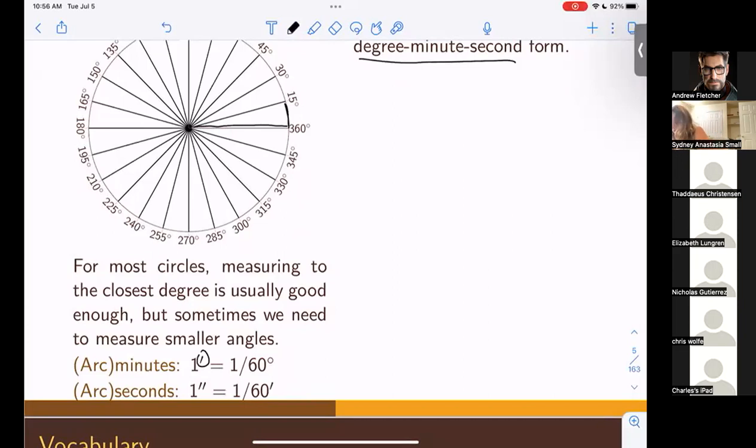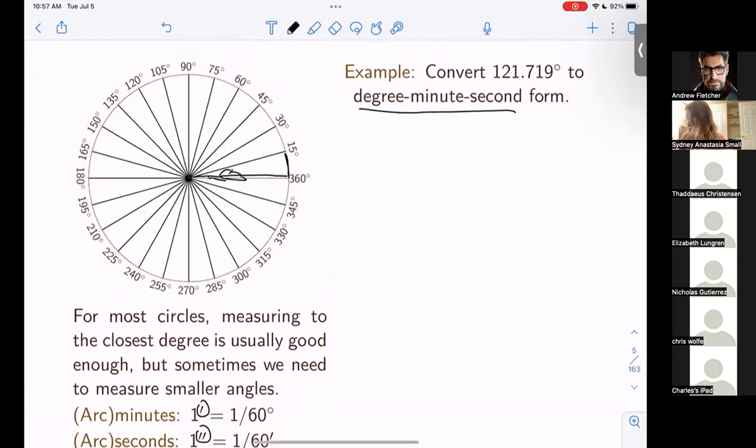So if you think of splitting this little guy up into 60 pieces, one of those 60 pieces is an arc minute. And if we want to go even smaller, we think about arc seconds. And 1 arc second, which we denote by 2 little hash marks up here, is equivalent to a 60th of an arc minute. In other words, there are 60 arc seconds in an arc minute. So that would be 1/3600th of a degree. So this gets really, really specific.